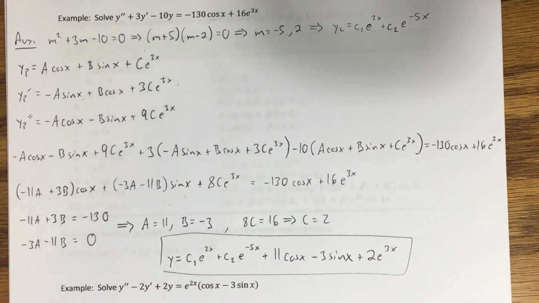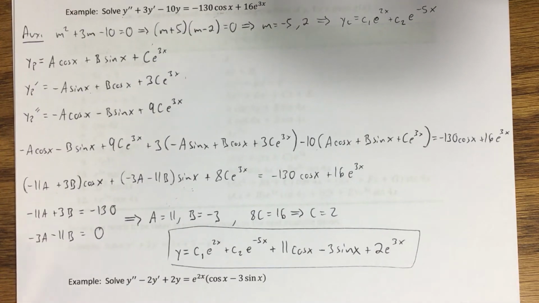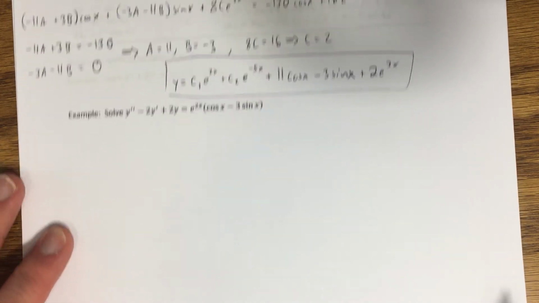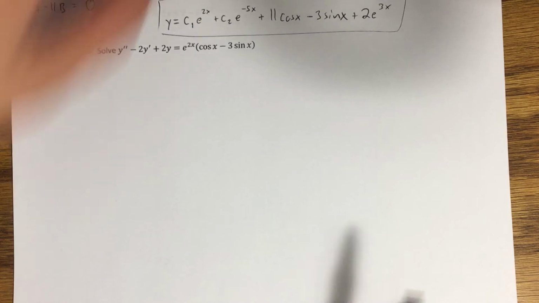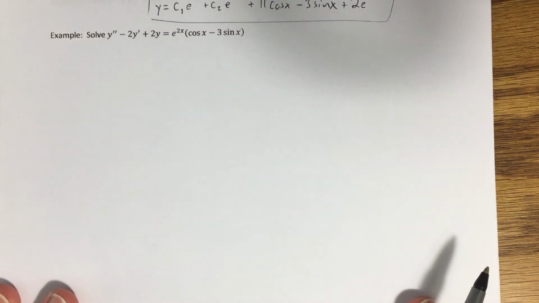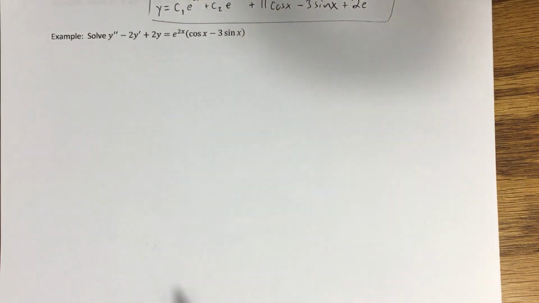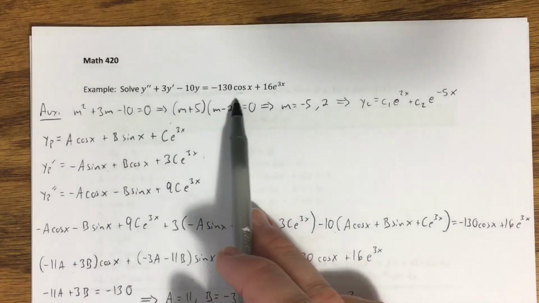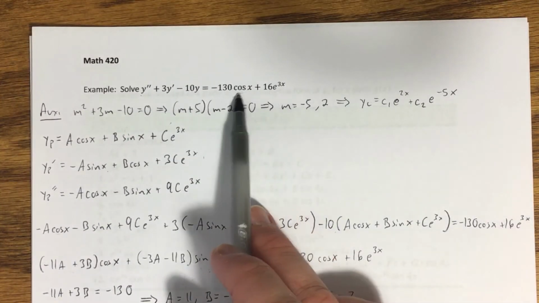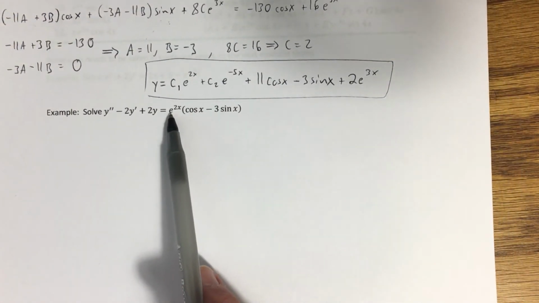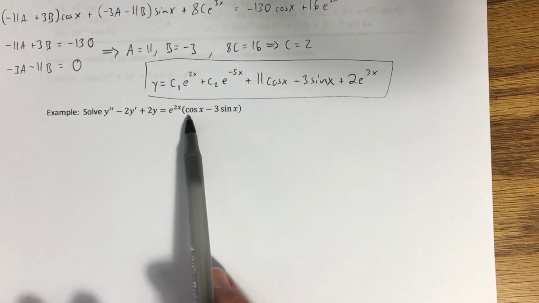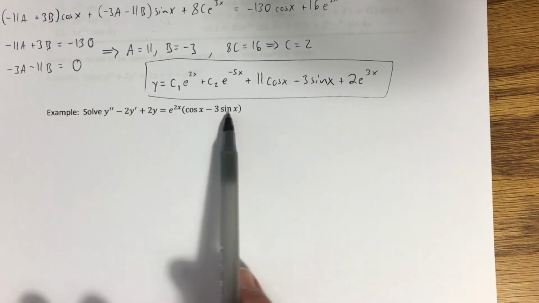Okay? Not too bad. But again, just some tedious algebra. At this point in your mathematical career, it's nothing you haven't really seen before as far as algebra goes. Let's try another one. This time, instead of a sum of two different types of functions, so cosine plus an exponential function, we're going to be dealing with a product of two of those types of functions, an exponential times a linear combination of cosine and sine.